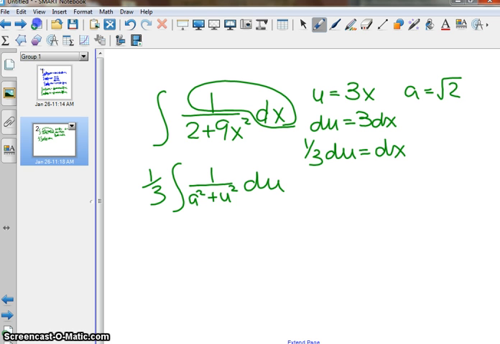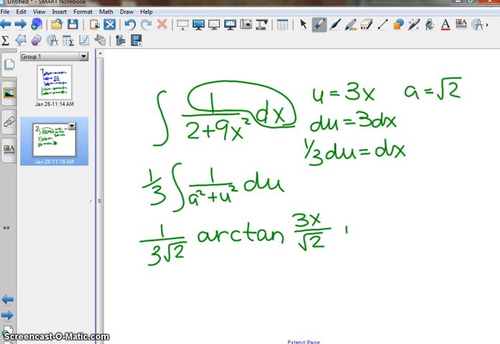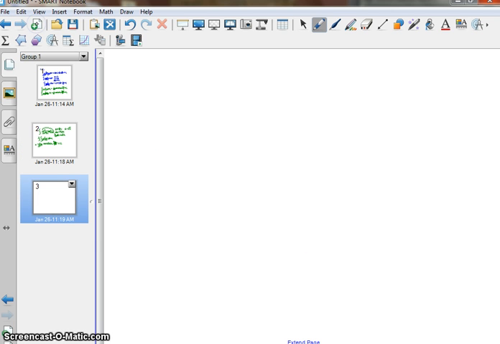The formula says I put 1 over a, I already have a coefficient of 1/3, so 1 over a will be 1 over 3 root 2, arctangent, and then u over a, so 3x over square root of 2 plus c. You just need to follow the formulas. One more example.